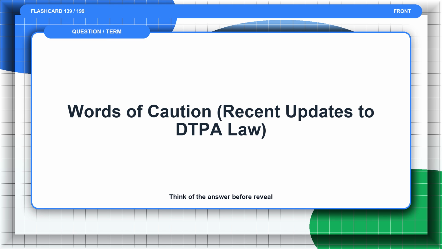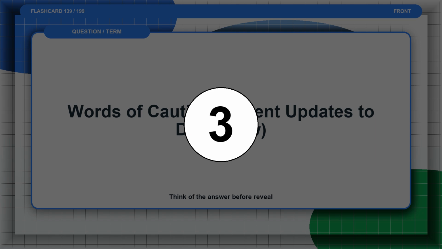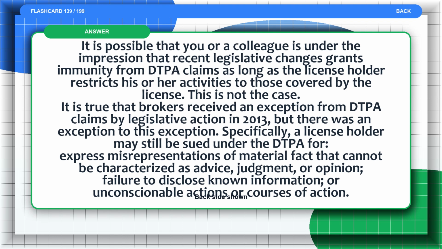Flashcard 139. Words of caution. Recent updates to DTPA law. Pause and think of the answer before the reveal. The answer is, it is possible that you or a colleague is under the impression that recent legislative changes grant immunity from DTPA claims as long as the license holder restricts his or her activities to those covered by the license. This is not the case.